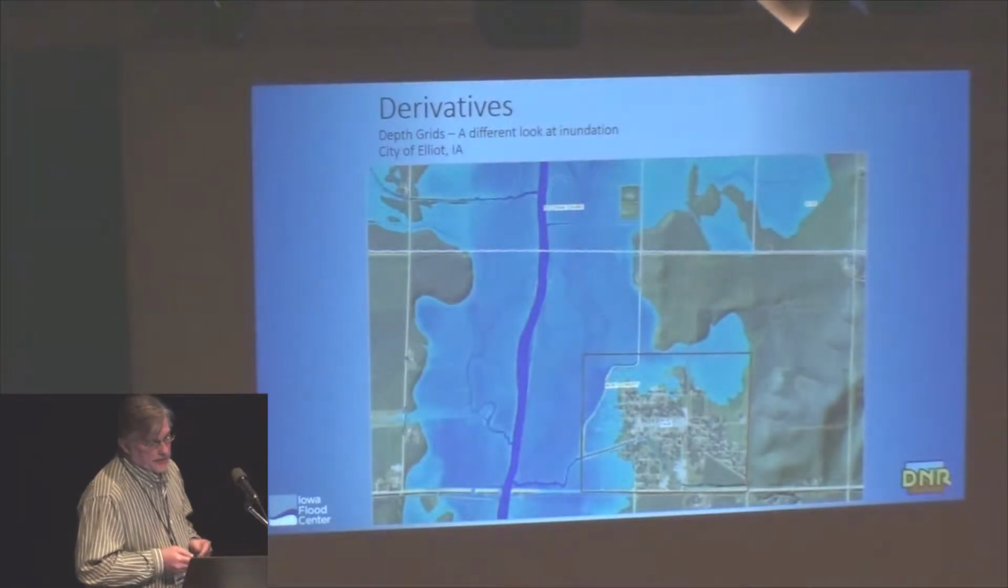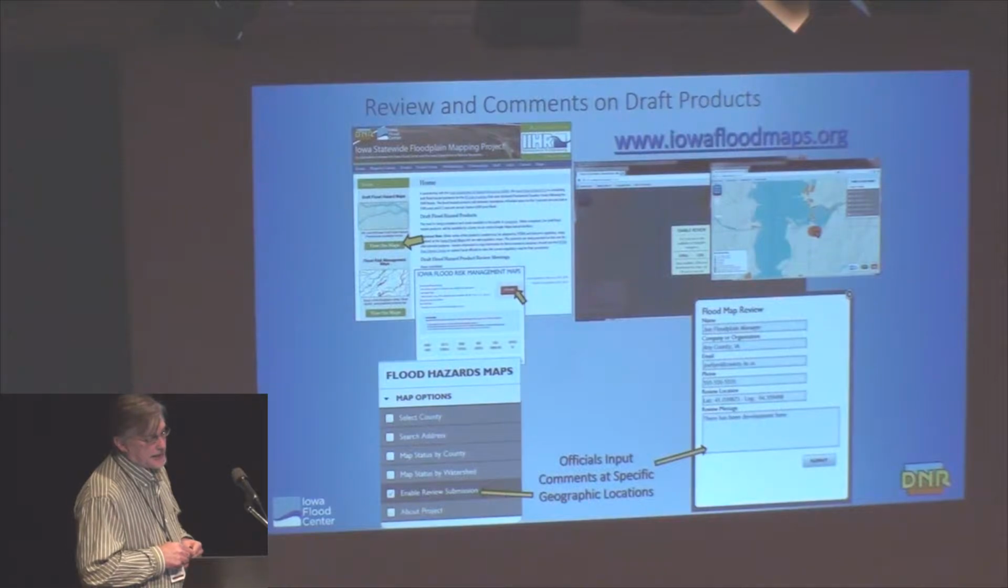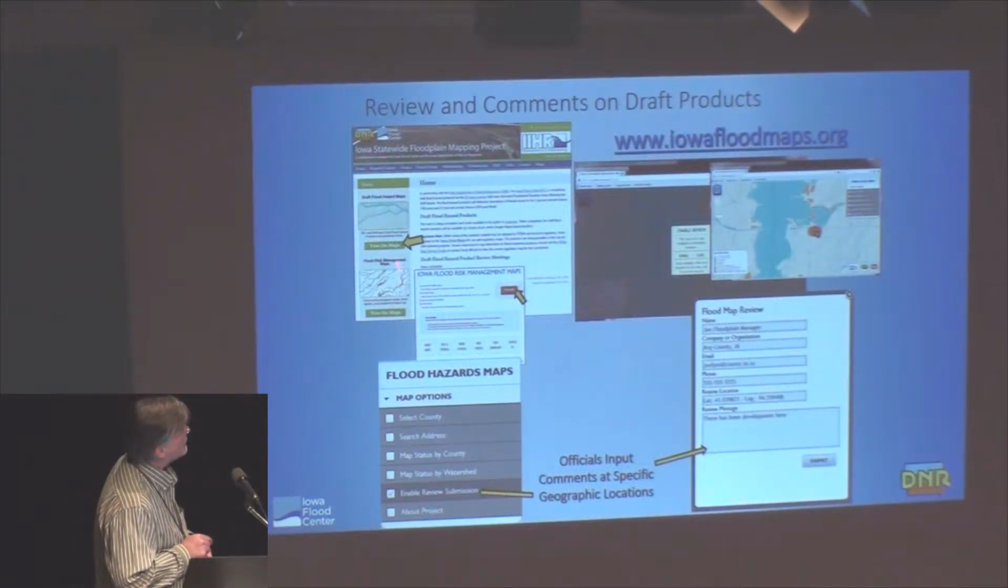So some of the derivatives of this, and this is all available through this site as well. I think I have a slide that goes into this a little more later, but the floodplain maps, the regulatory maps, are accessed through this, but the derivative products are accessed through the flood risk management maps link.